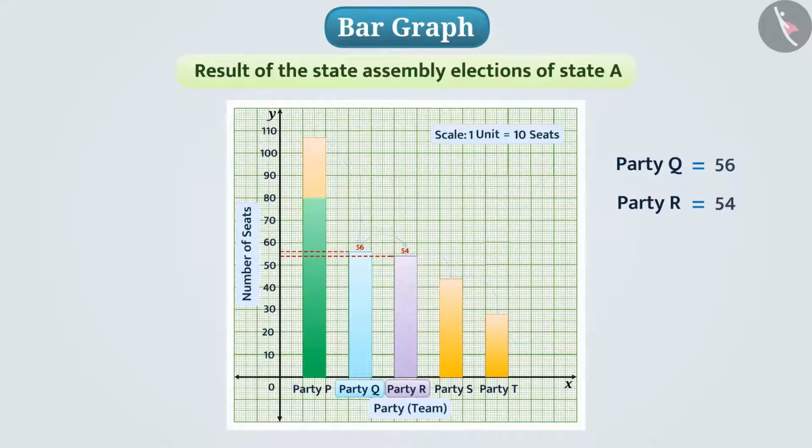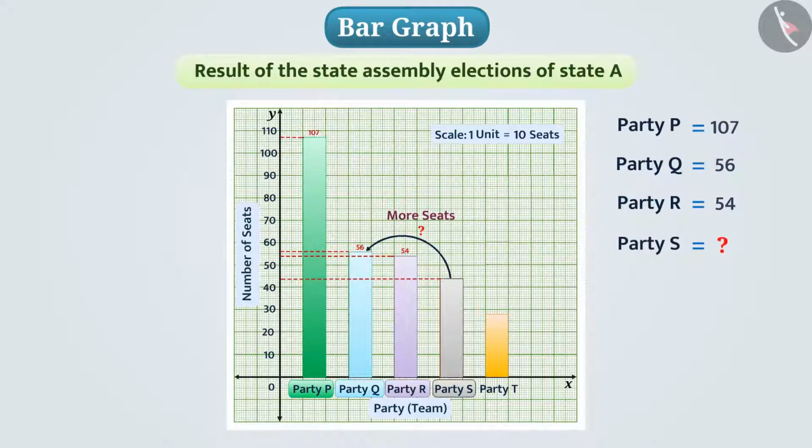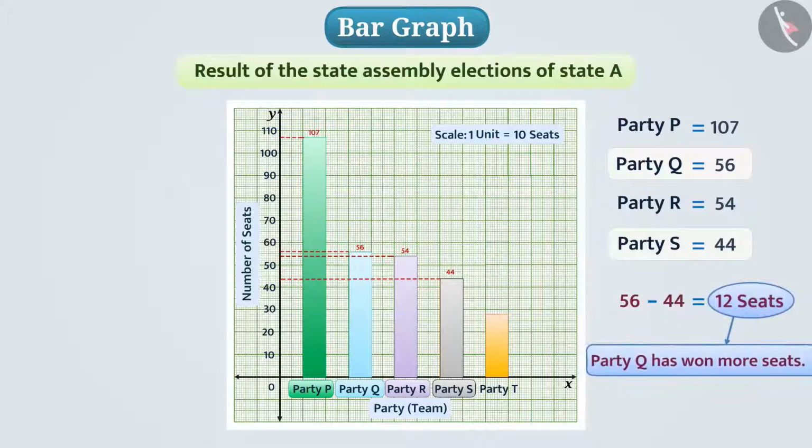As the maximum length bar has been drawn for party P, here we can say that party P has won the most seats. Can you tell how many more seats did party Q win than party S? Think. Absolutely right. We see that party Q has won 56 seats while party S has won 44 seats. Therefore, party Q has won 56 minus 44 is equal to 12 seats more than party S.